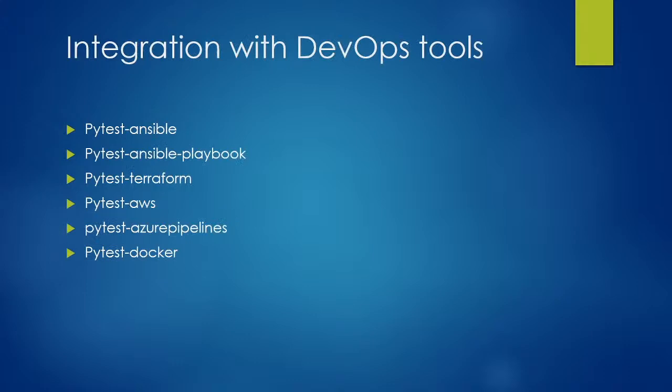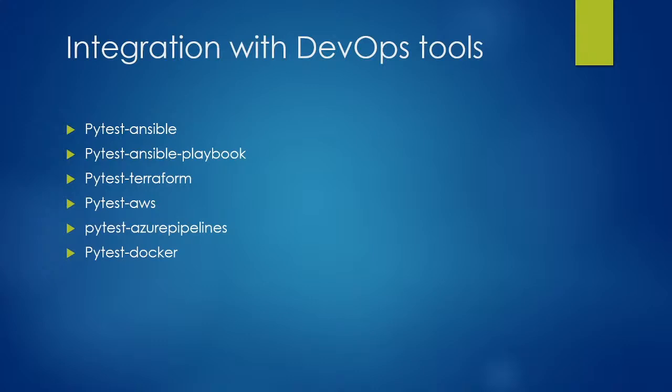Our next section is how we can integrate PyTest with DevOps tools. Nowadays, everyone is using DevOps tools. For the last 2-3 years, we have been moving to the cloud, containerization, Kubernetes, Docker, etc. These are the modules which we can use to integrate with different DevOps tools and test the scenarios of different DevOps and different clouds.